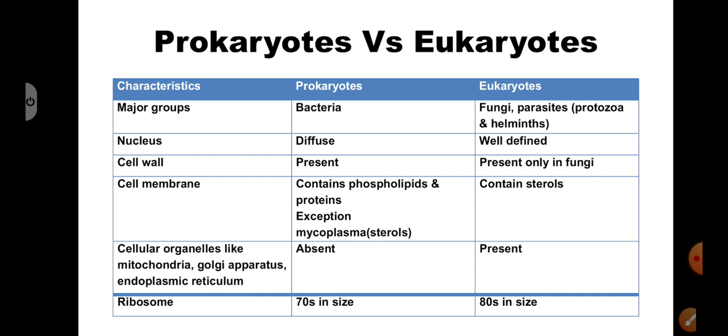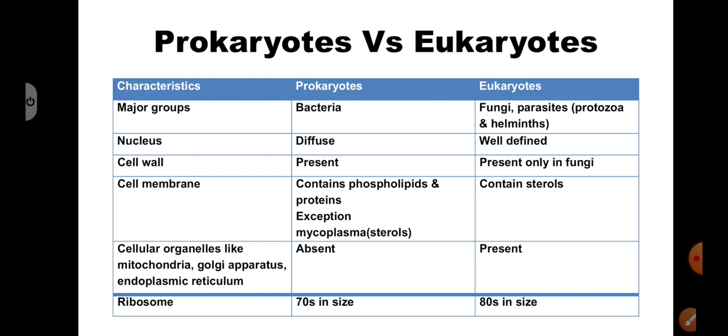Looking into prokaryotes and eukaryotes, prokaryotes include bacteria, and eukaryotes include fungi and parasites like protozoa and helminths. If you look at the differences between prokaryotes and eukaryotes, the nucleus is very diffuse in bacteria, whereas it is well defined with a nuclear membrane and nucleolus in eukaryotes. Cell wall is present in bacteria, whereas in eukaryotes, cell wall is only present in fungi but not in parasites.